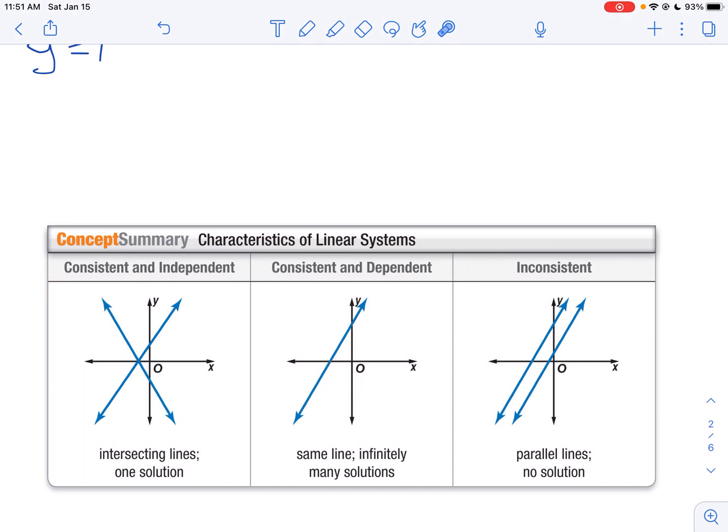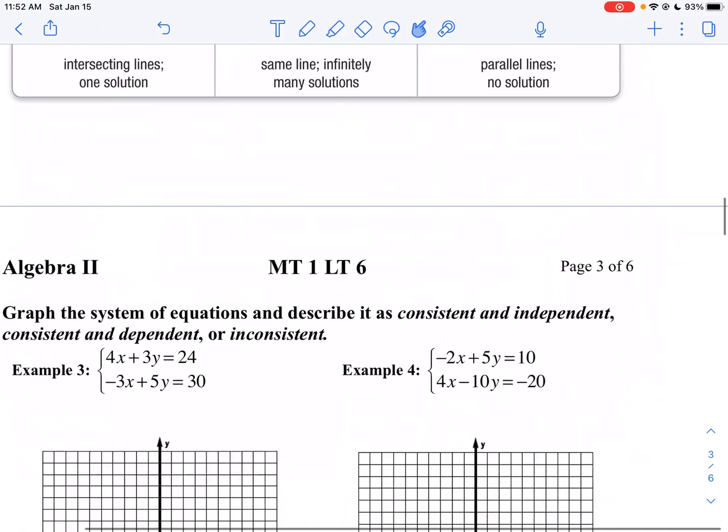And then if you have a system with parallel lines, it's inconsistent. It's inconsistent and independent, but usually we just say inconsistent because it has no solution. So if you have one line, it's infinite solutions. If you have two lines, there's no solution because they never cross. So that's what we're going to do on our next example here.